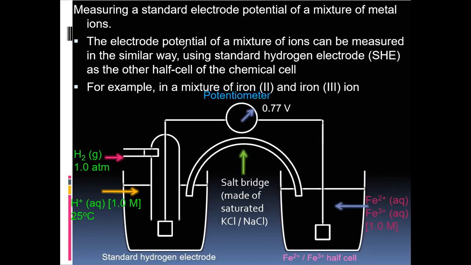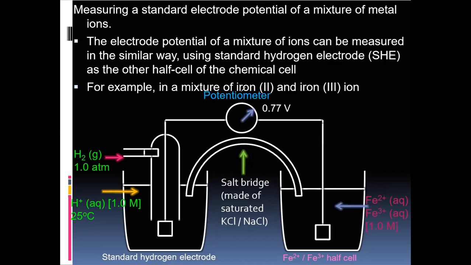Okay, we can also measure a standard electrode potential for a mixture of metal ions. It's possible for us to have a mixture of metal ions inside the same solution. So let's see that the electrode potential of a mixture of ions can be measured in a similar way, using the standard hydrogen electrode as the other half cell of the chemical cell.